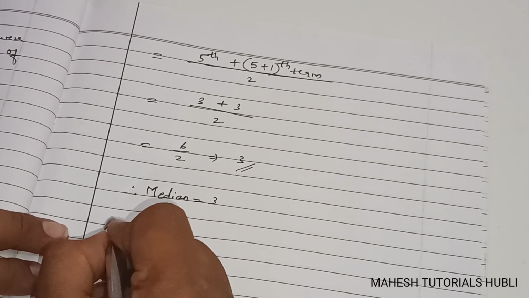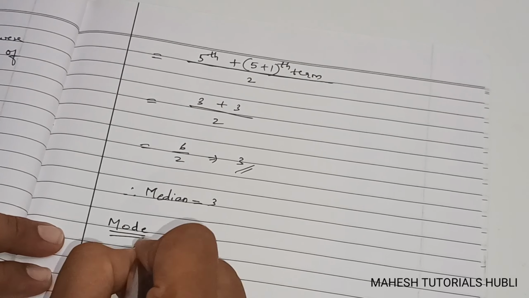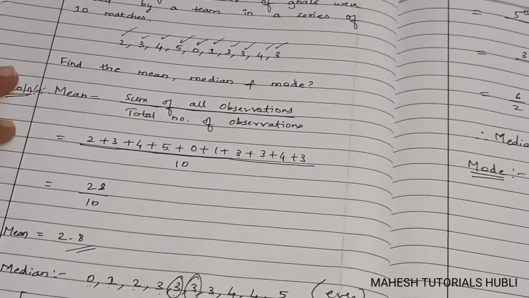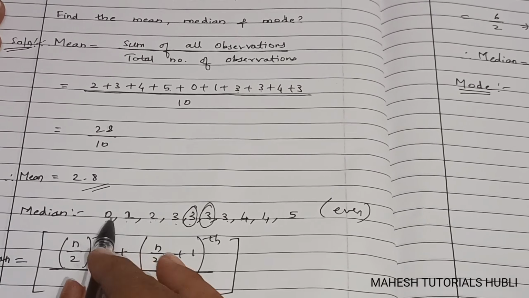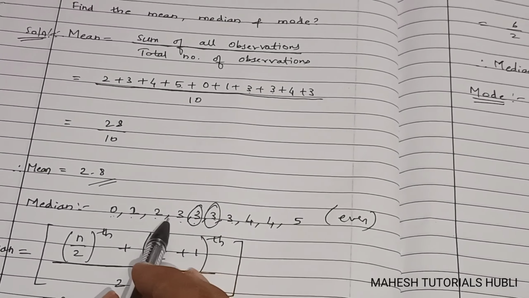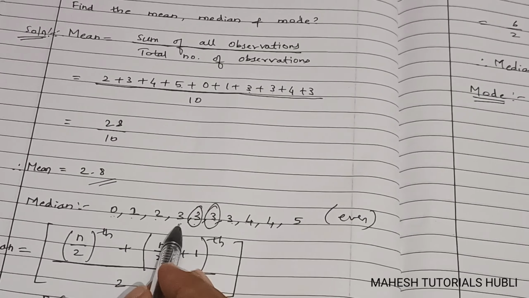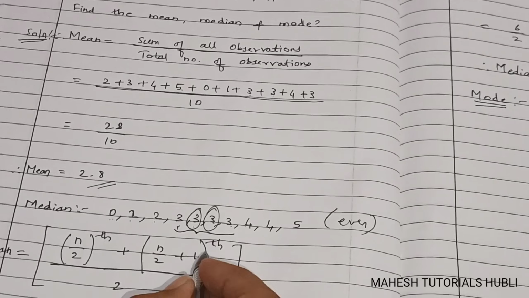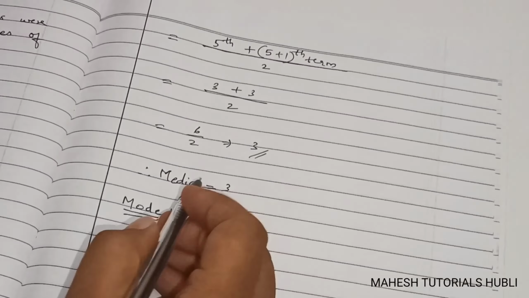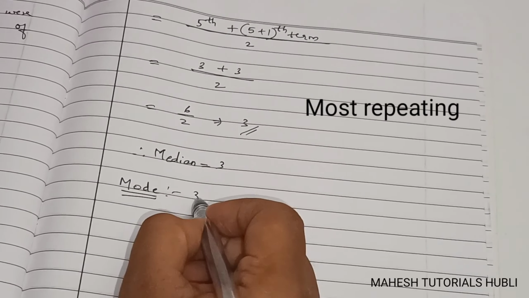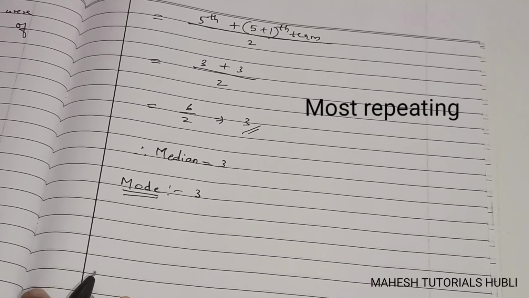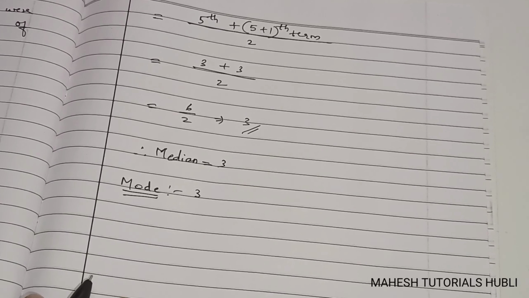Last, mode. Mode is very easy. Mode means what? First you should see the data set we have. Which is the most repeating term here? 3 has repeated 4 times, correct? So mode is simply 3. The most number of repeating times is 3. So that is the answer.